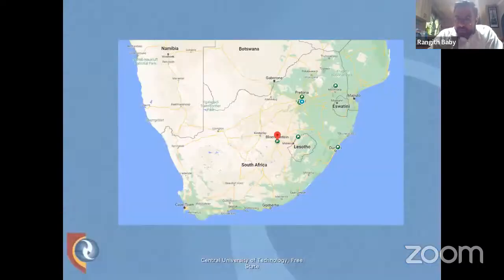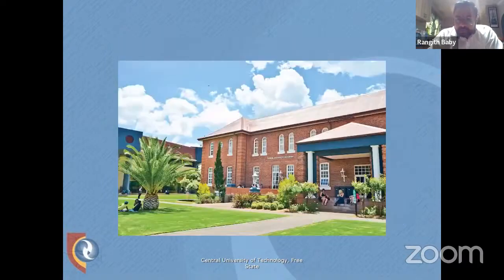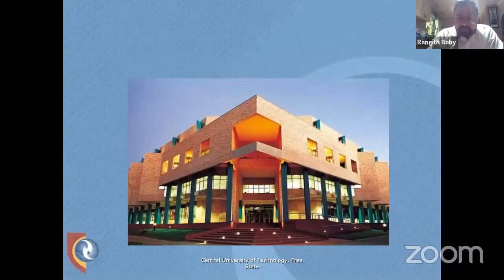So just to give you a map idea, most of you might be familiar with the bigger cities such as Johannesburg and Cape Town or Durban, but we are from Central South Africa. The town is called Bloemfontein. These are some pictures of the university campus that we have.